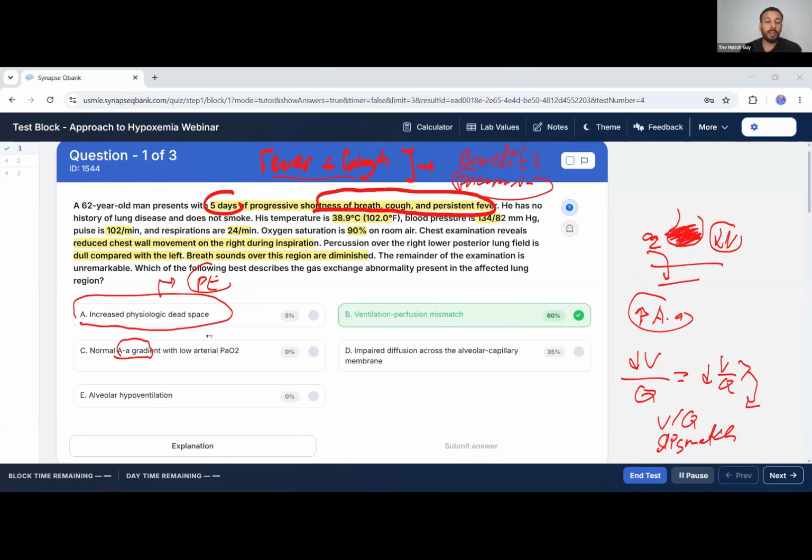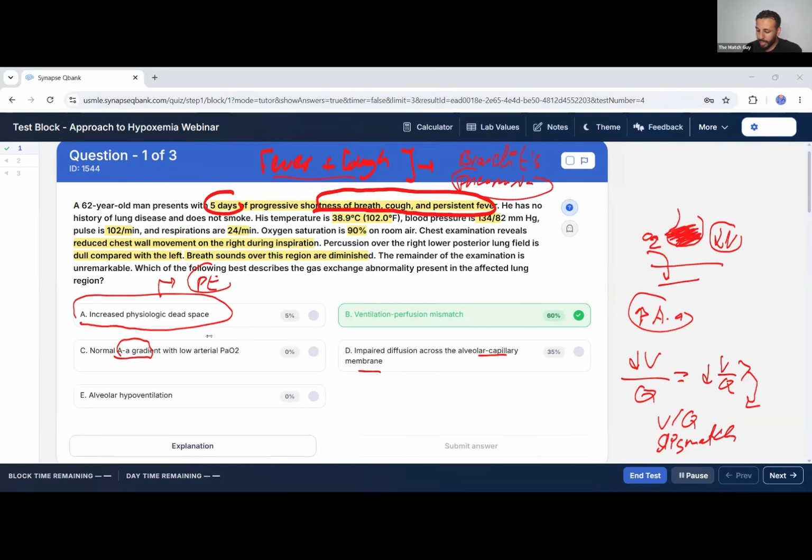The most common cause of increased physiological dead space is pulmonary embolism. That is the most common one you need to know for Step 1. There are other things, but they're not high yield. Impaired diffusion across the capillary membrane? The problem is not in the capillary membrane. The problem is in the alveoli itself. It is filled with fluid.